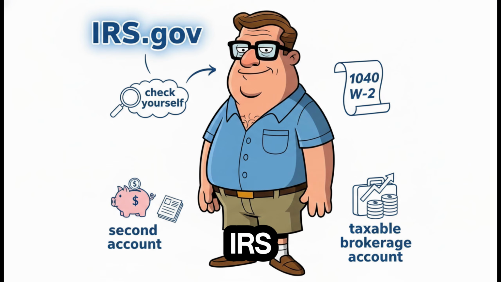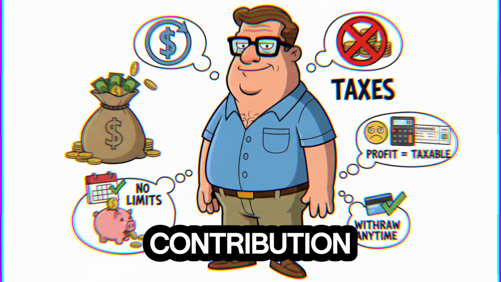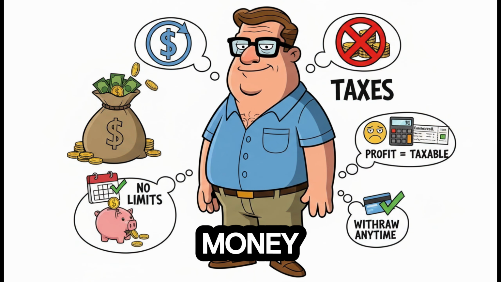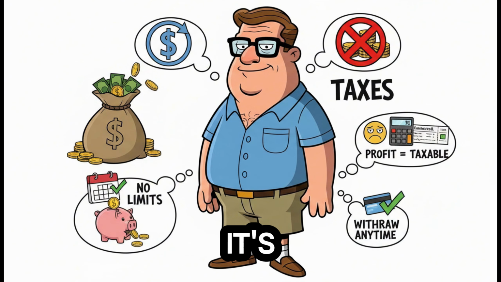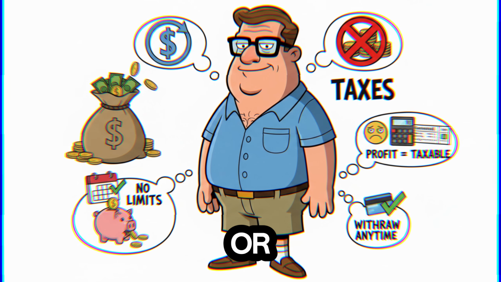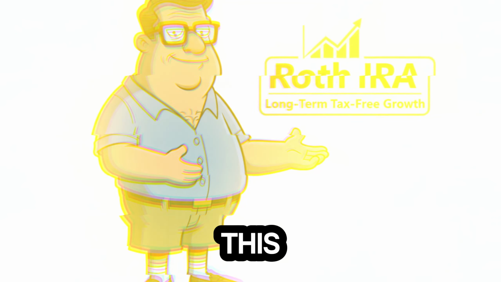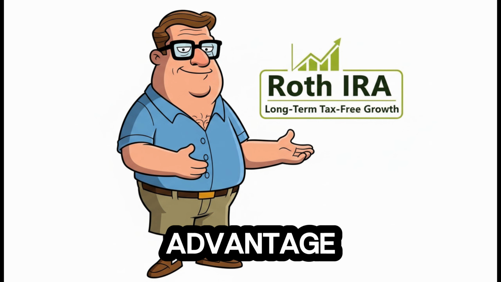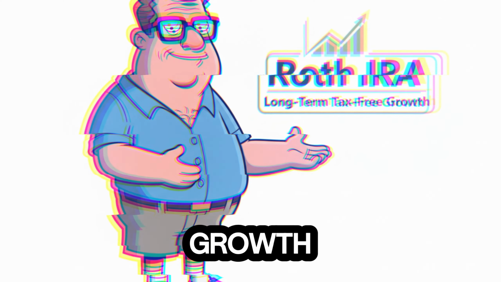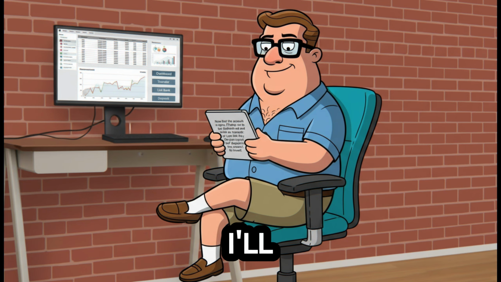Now, the second account is a taxable brokerage account. With this account, there is no contribution limit, and you can withdraw your money at any time. The only downside to this account is that you actually have to pay taxes on any profits or dividends that you earn. So for this video, I'm going to open a Roth IRA because it's a great way to take advantage of long-term tax-free growth.